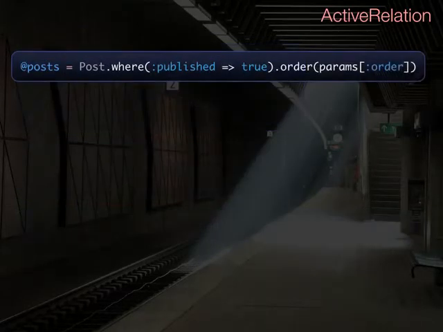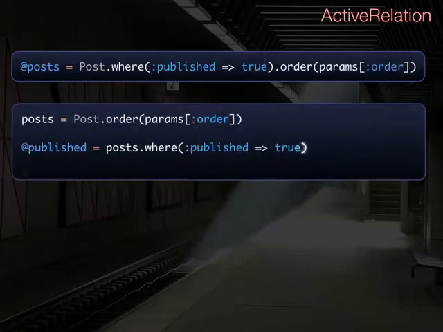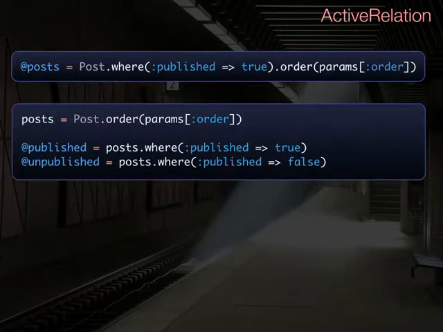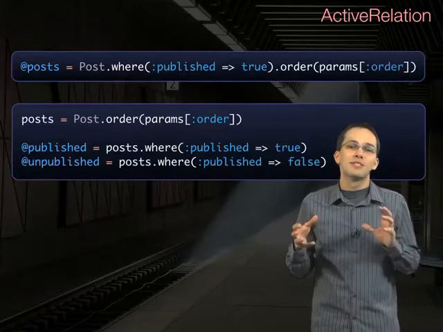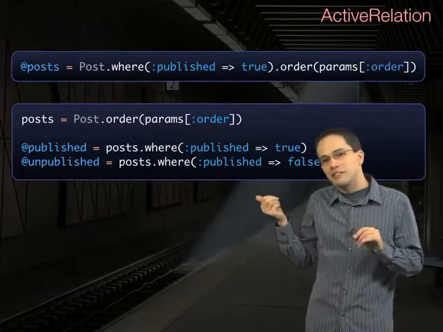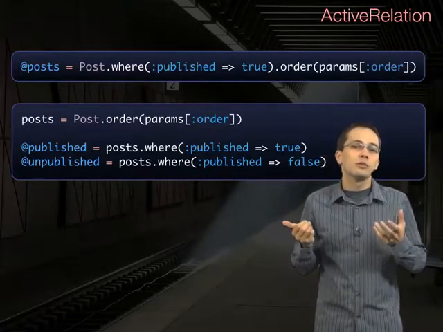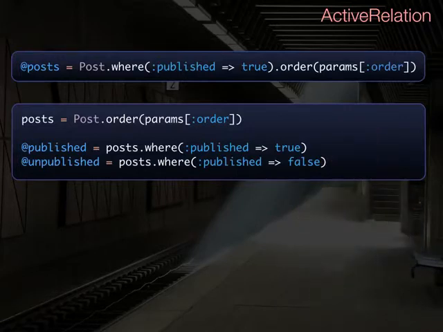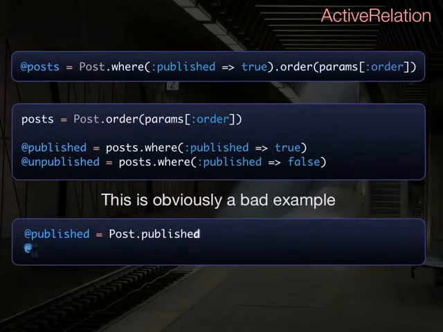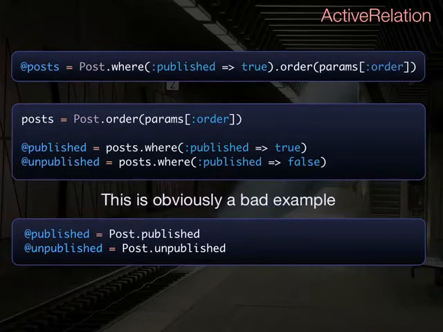Another side effect of active relation is I can reuse this object or maybe even split it. So here you can see we're specifying the order, and then I'm creating two different active relation objects from a single one. One is published and one is not published. Now, as I was coding up this screencast, I realized that this sort of looks like a bad example. If this was code in a real Rails app, we'd probably refactor this to use a scope or a named scope so that we could write post.published or post.unpublished.